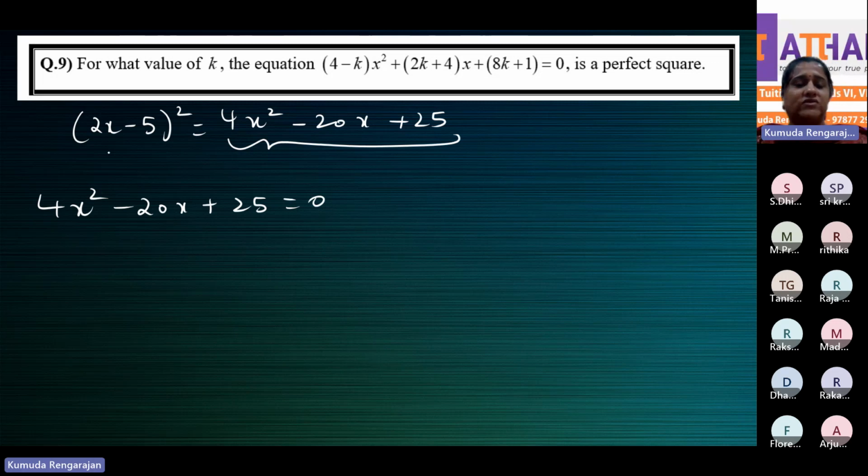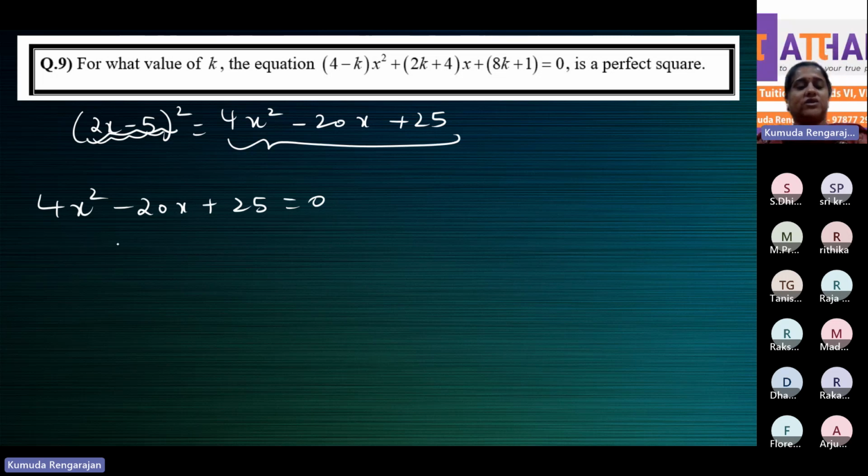How do you know it's a perfect square? Because it is 2x minus 5 the whole square. So 4x square minus 20x plus 25 is equal to 0 is a quadratic equation which is a perfect square.